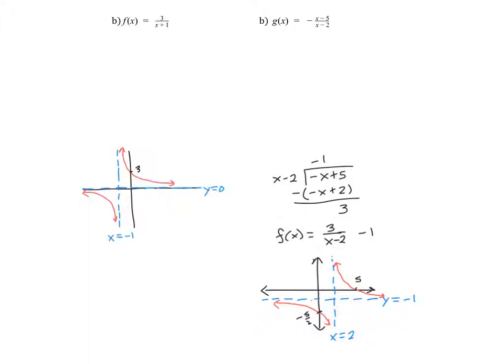For the second one, you had to do a little long division, giving you the function 3 over x minus 2, minus 1. So that means that I'm going to shift to the right 2, so that's why my vertical asymptote shifted, and down 1, shifting my horizontal asymptote. And then I see that I have an x-intercept at 5 and a y-intercept at negative 5/2. So our graph looks something like this.